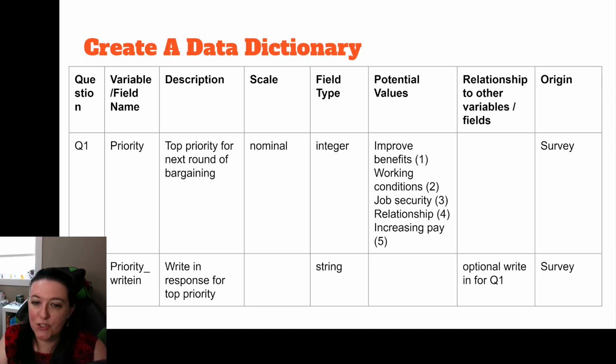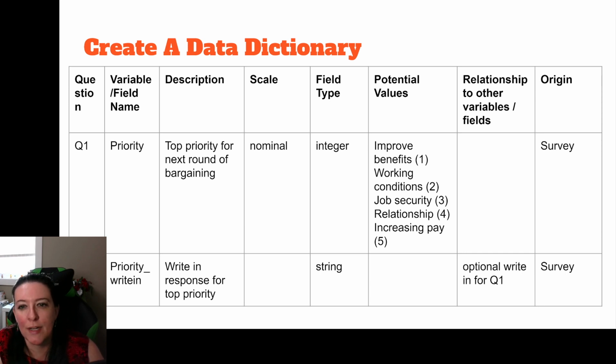The origin here is the survey. That's true for all questions. You'll notice here in the data dictionary, I have question 1A, and I've called this priority underscore write-in. So this is a variable that's related to the first. We're going to pull out the write-in responses, and we're going to create a separate section from them because they're going to have to be analyzed differently than the choose from the list part of question 1.